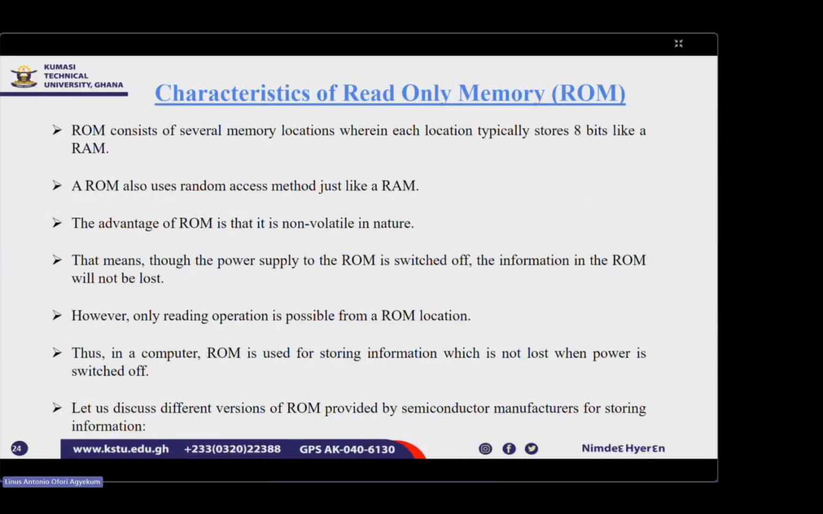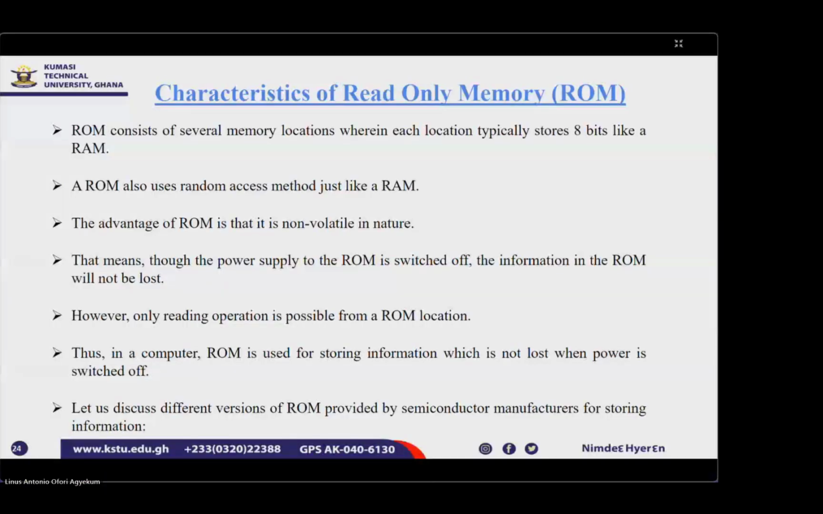Characteristics of the ROM. It has several memory locations, which is typically 8 bits. One thing I would want you to go and look out for is that when we talk about 8 bits, what does it mean in terms of words? So try and get the understanding of 8 bits and the conversion to word. When we talk about 8 bits, how many words does that mean?